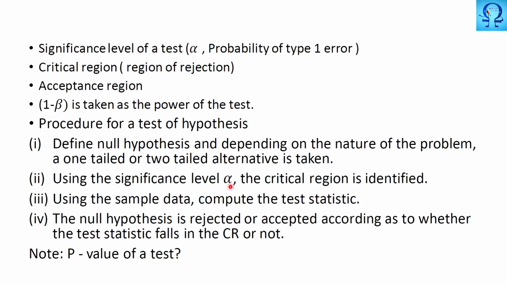Using the significance level alpha, the critical region is identified, and with the help of the sample data, we can compute the test statistic, whether it follows a standard normal or a t. That also depends on the sample size. The null hypothesis is rejected or accepted according to whether the test statistic falls into the critical region or not. We also have something called the p value of the test, and when we perform a problem, we will understand what it is.